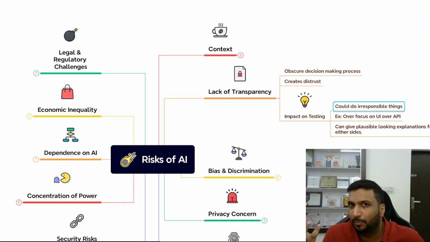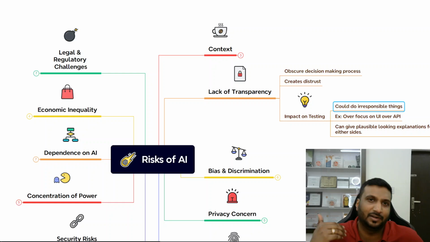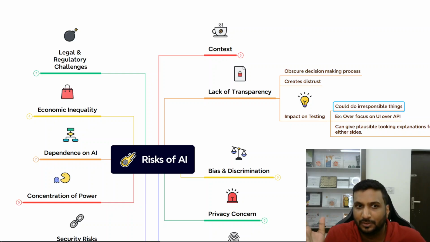That is a problem. And the bigger problem is that it can give you plausible-looking explanations for either side. It could create explanations for why this is good, and you could buy that, and it could also give you an explanation for why something totally opposite is good, and then you can also buy that. So that's a tricky topic.